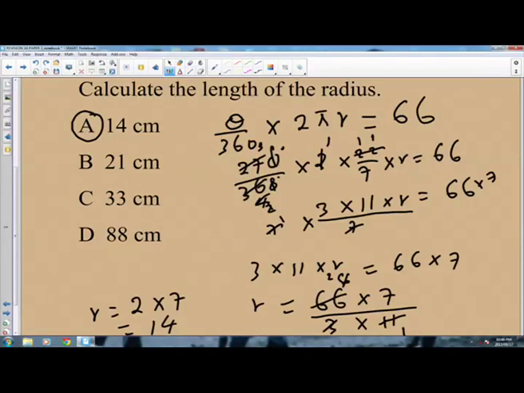Remember, when you need to find the length of an arc, it is the angle divided by 360 times the circumference of a circle. So in this case, it is theta over 360 times 2 pi r, giving us 66. And then the theta here is 270 degrees. And then you can now compute your simple arithmetic to get the value of r. We got r here as 14.